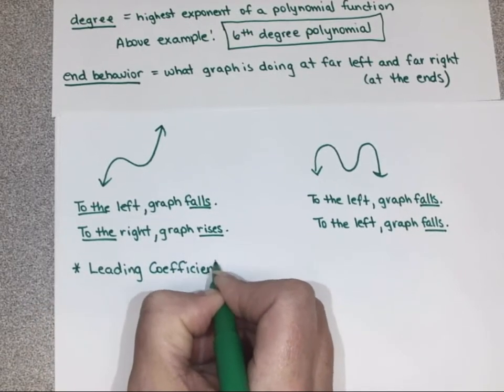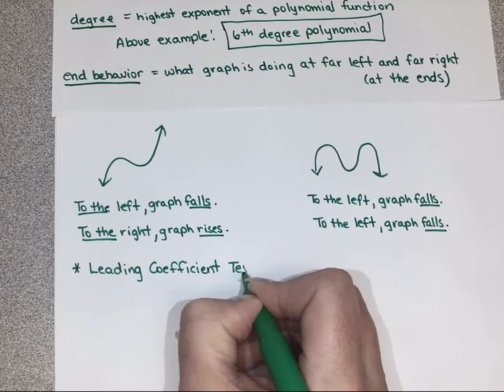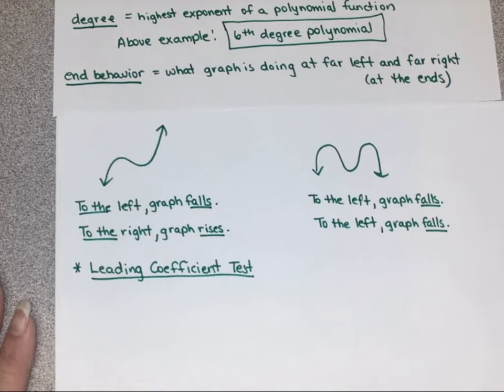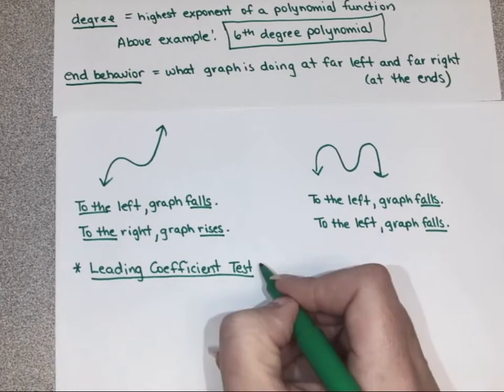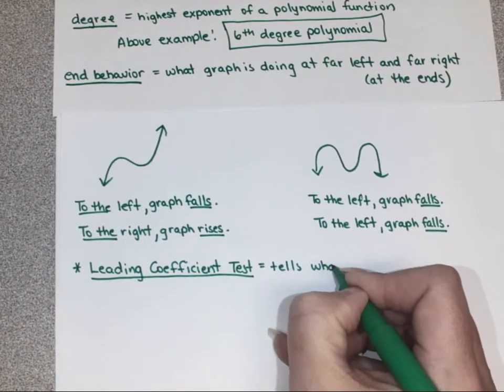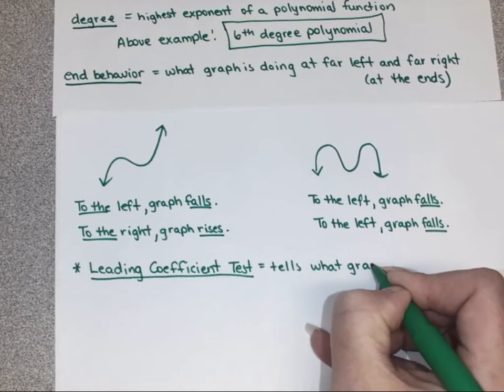This is something you're going to need to know. That's why I put a star by it. Notice I didn't put a star by any of the other definitions today, other than some of the explanations, but none of the other definitions got starred, which means this is one that you really need to know. And so the leading coefficient test just tells what the graph's end behavior is going to be.